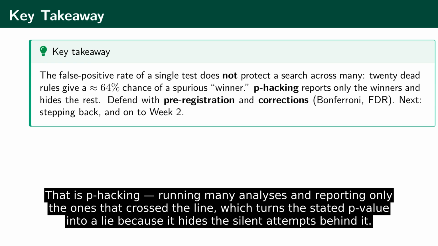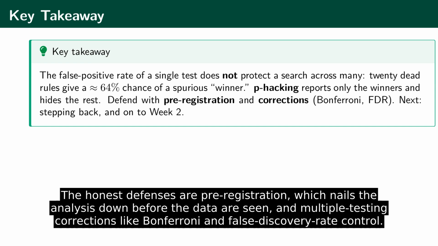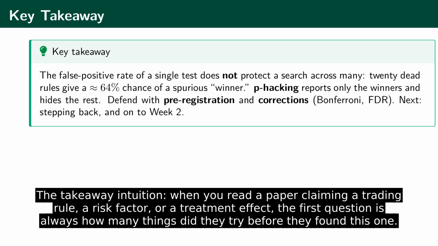The honest defenses are pre-registration, which nails the analysis down before the data are seen, and multiple testing corrections like Bonferroni and false discovery rate control. The takeaway intuition: when you read a paper claiming a trading rule, a risk factor, or a treatment effect, the first question is always, how many things did they try before they found this one?